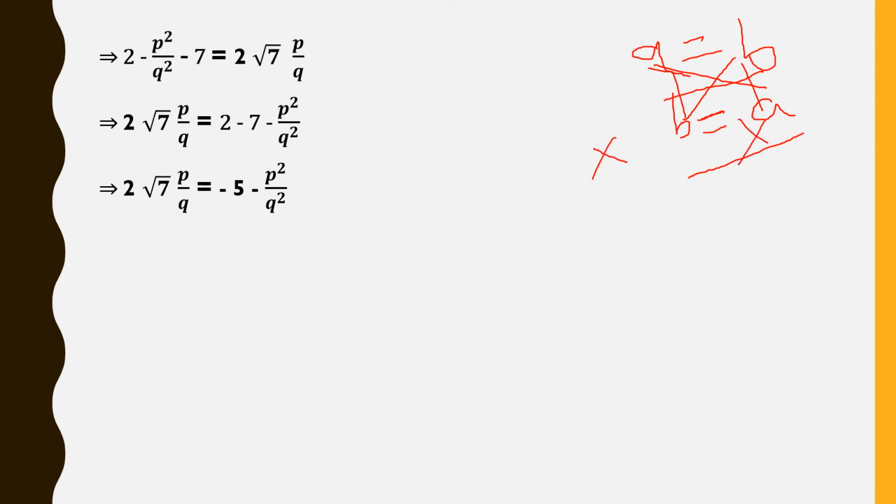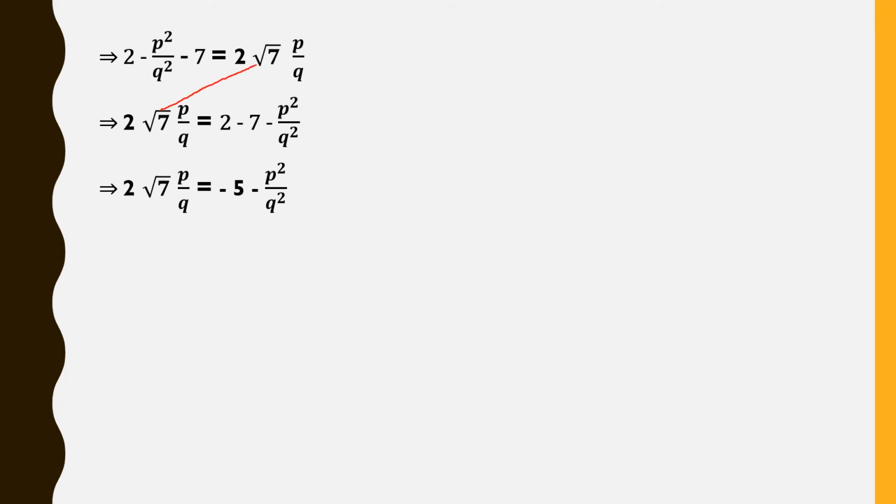Don't confuse here. I wrote this one on the left side, I wrote this one on the right side. I didn't send anything here. If I send minus 7 here, it becomes plus 7. I'm not sending, I'm just interchanging the places, so there will be no changing of symbols. This plus 2 root 7 will be like this only. This 2 will be 2 plus 2 only, minus 7 will be minus 7 only, minus 2 q square p square by q square will be like that only. Now we can solve this one, right?